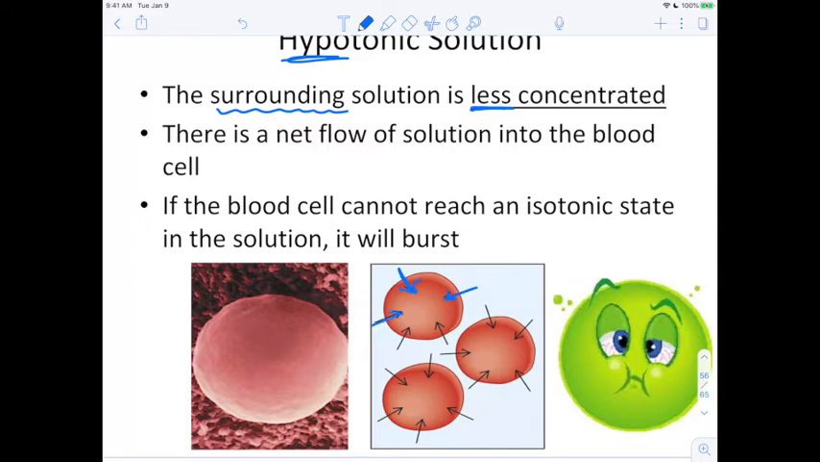So here all the water is coming in, and here on the left side, this is another actual image of a red blood cell, and you can tell that's not what red blood cells are supposed to look like. Here it is bloated, it has way too much water, and if the water keeps coming in, it will burst.